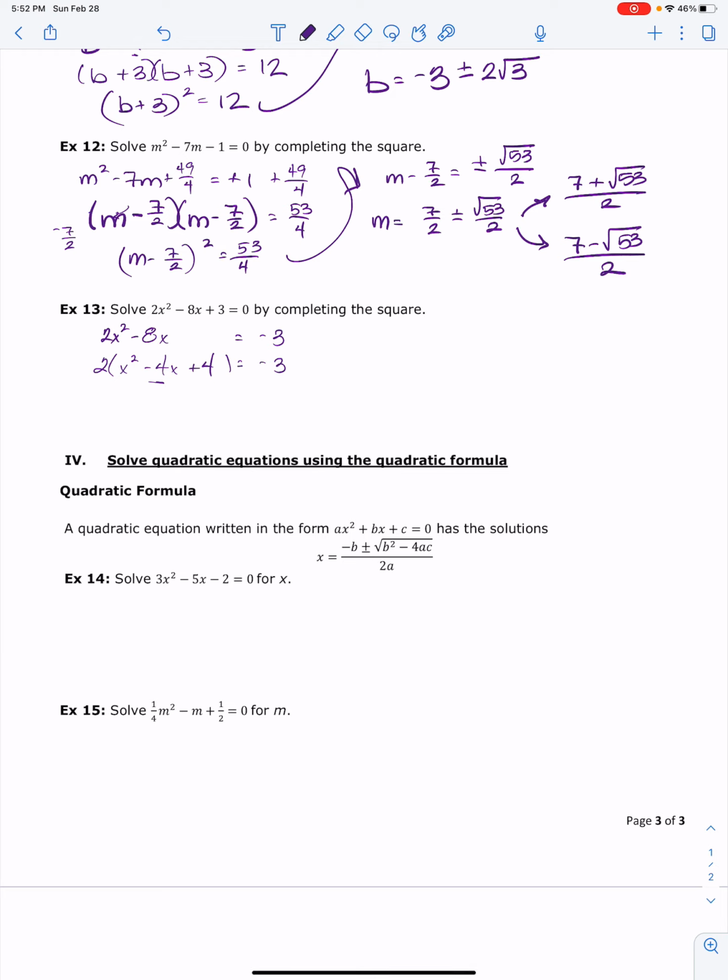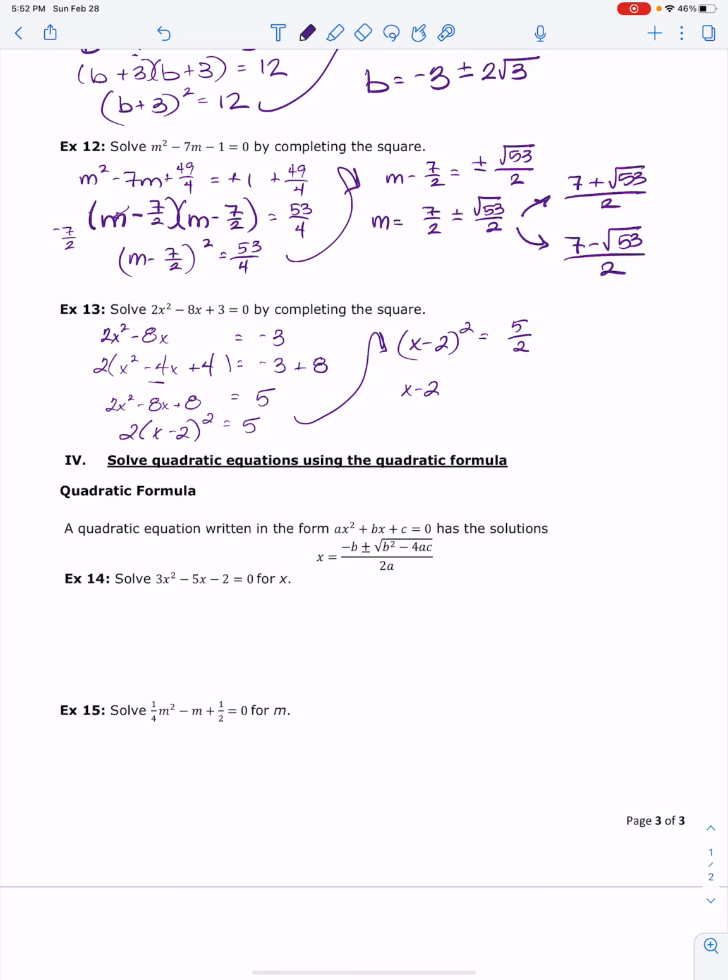But take a look at what I really have over here on the left-hand side. Now I have 2x squared minus 8x plus 8. When I added the 4 inside the parentheses, I really added 8. So I'm going to add 8 on this side as well. And I'm going to go ahead and factor: 2 times x minus 2 quantity squared equals 5. And now I'm going to divide both sides by 2. I get x minus 2 quantity squared equals 5 halves.